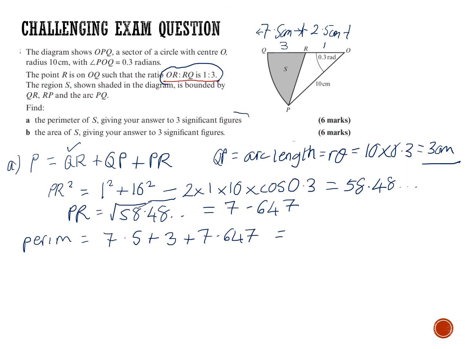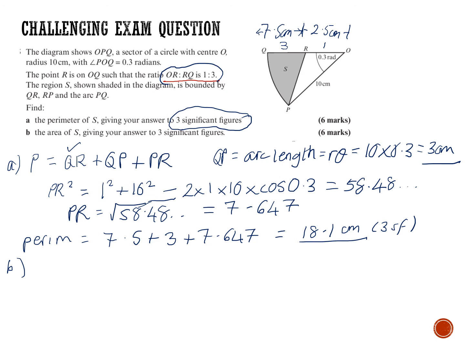Read the question. 3 significant figures. Don't throw marks away by not giving it to the required accuracy. To 3 significant figures, 18.1 units, centimetres. Okay, so 6 marks, because we've worked out quite a few things there, haven't we? We've had to do an arc length. We've had to use the cosine rule to work out the side of the triangle. And we've also had to use our ratio part to work out what the length QR is. All right, so quite a lot going on there. So that's why that's 6 marks.